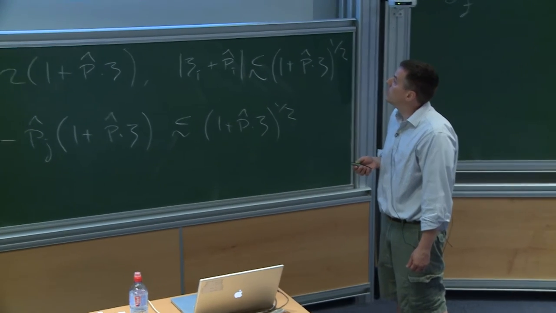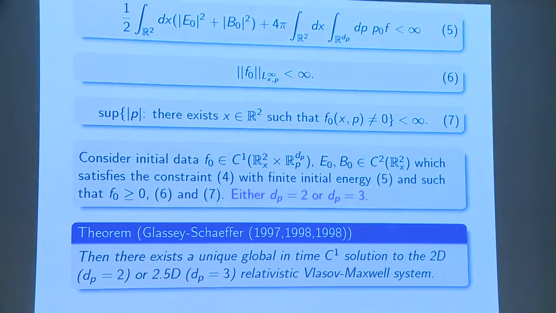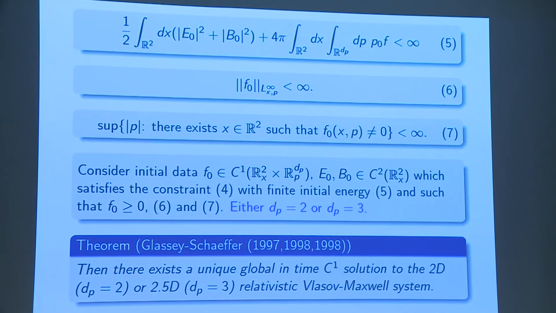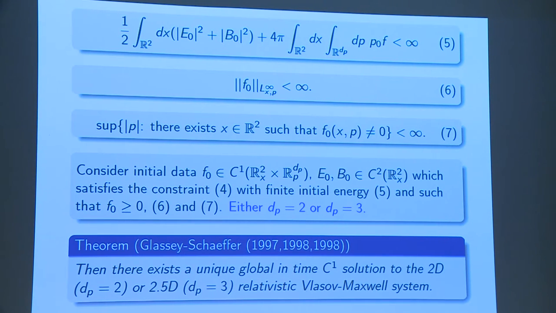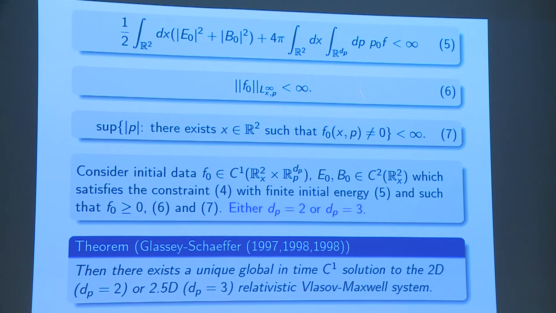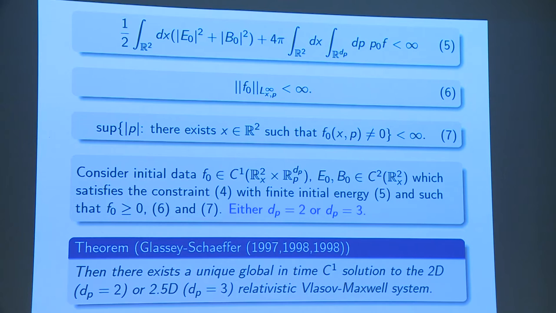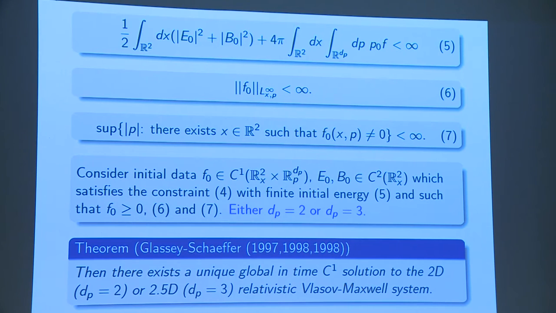Okay, so now in 2D or in 2.5D, you have this series of works of Glassey-Schaeffer on global existence for large data. So you assume that the conservation law, the L2 norms in E, M, B, and the p0 f is bounded initially. Oh, that should say f0 there, excuse me. That's the initial f, it's not the f for all time. And so here you see what I've been saying.